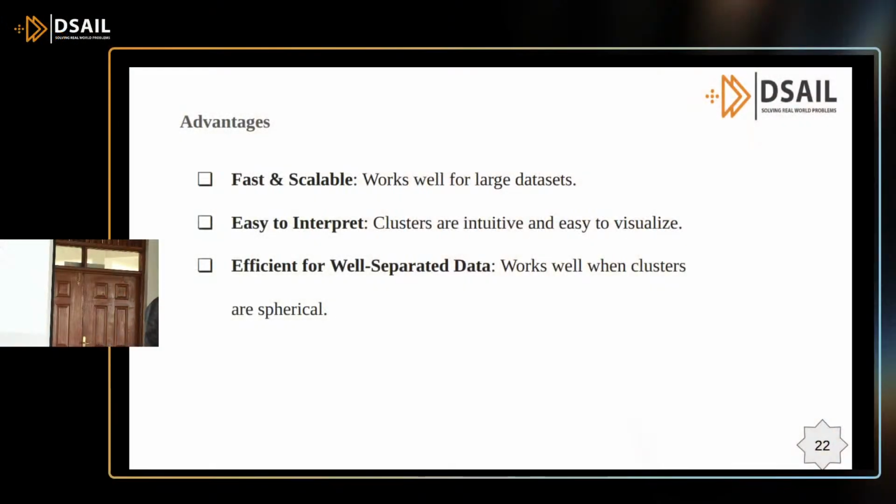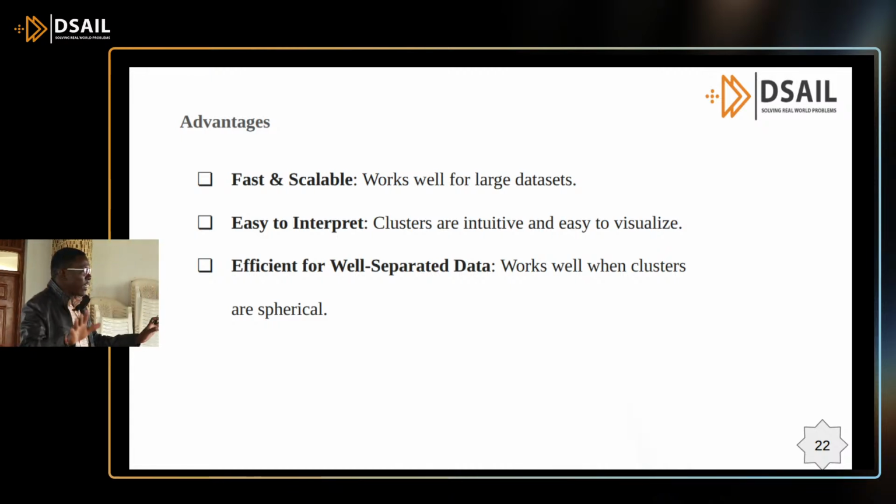But maybe if you adopt something like kernel k-means, what the kernel does is this: with data in a 2D space, you may not be able to separate it into two distinct clusters. But if you move it from a 2D space to a higher dimensional space, you might find that the clusters are somewhat separable.